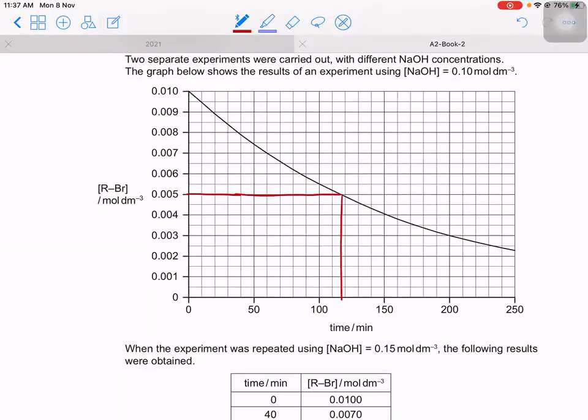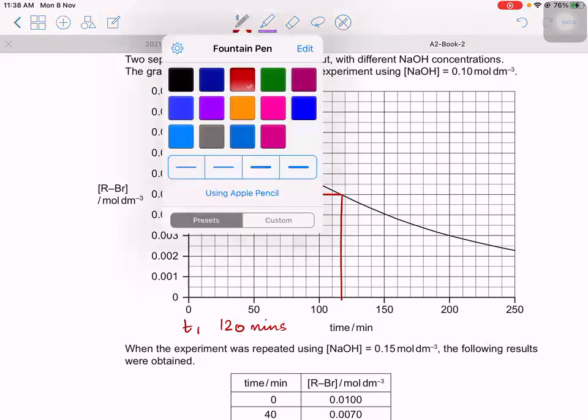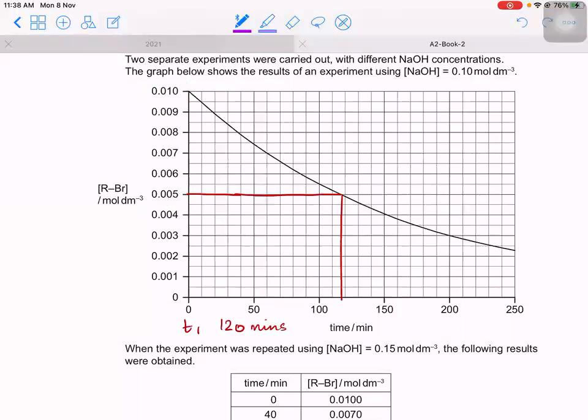So that is this time. Yes. What is the time? 120 roughly? Yes. Roughly 120. So 120 minutes. That's the first half-life. Let's find the second half-life. So that will be half of 0.05, which will be how much? 0.025. And you see, this comes out to be how much? 230. So 230 minus 120 is how much? 110. Do you see roughly it's the same?